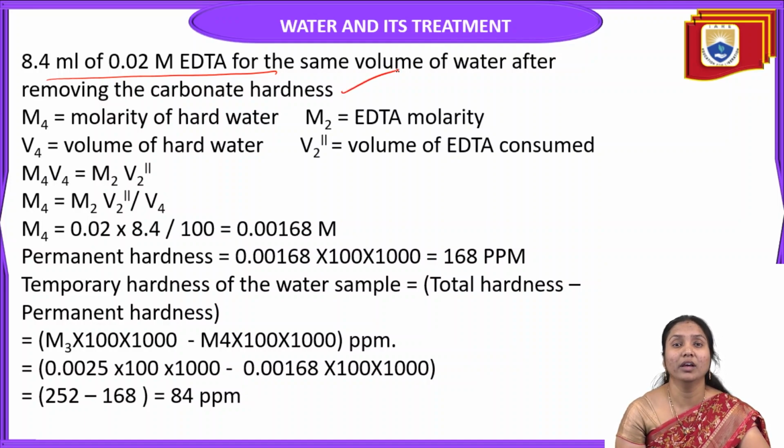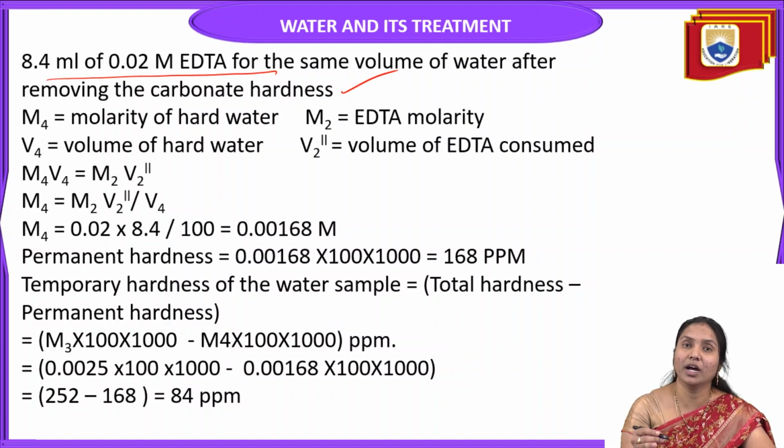So what is the meaning? We can remove the temporary hardness causing salts by boiling, that means calcium and magnesium bicarbonates. So after removing temporary hardness, we can calculate only the permanent hardness causing salts. What are the permanent hardness causing salts? Calcium and magnesium ions of chlorides, sulfates, etc.